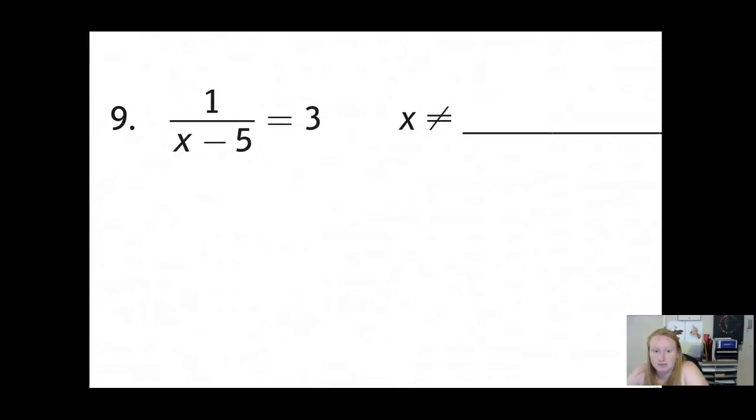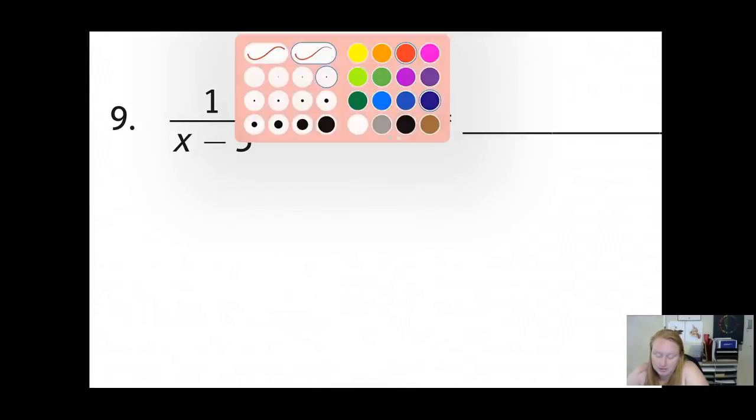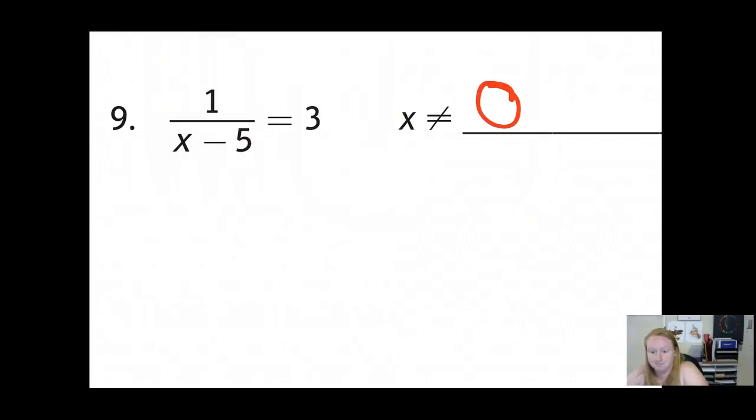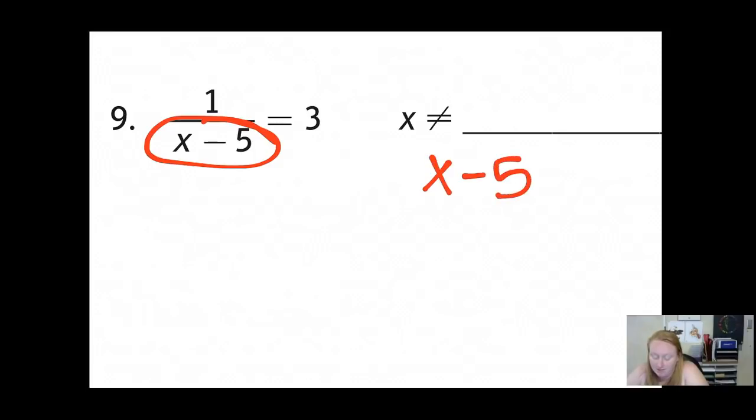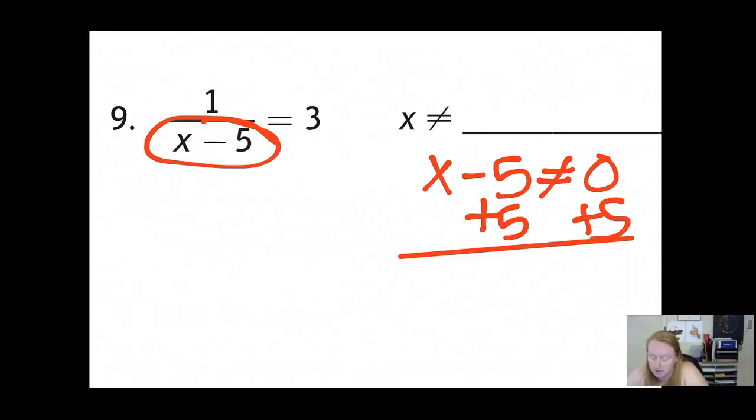One of the biggest mistakes that I get every single year is that kids tell me that x cannot equal 0. Okay, no. That's not how this works. We're looking at the bottom of the fraction. That whole bottom of the fraction cannot equal 0. So x minus 5 can't equal 0. Now we have to do a little more math to get what x can't equal. We have to do that properties of equality to both sides and get x cannot equal 5.